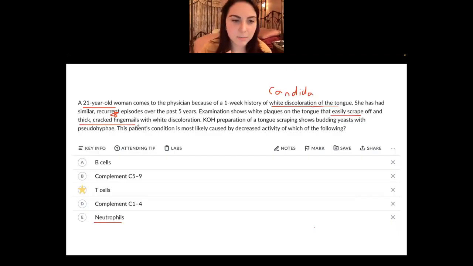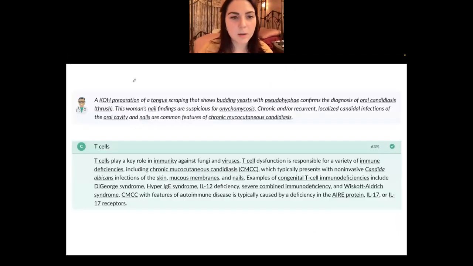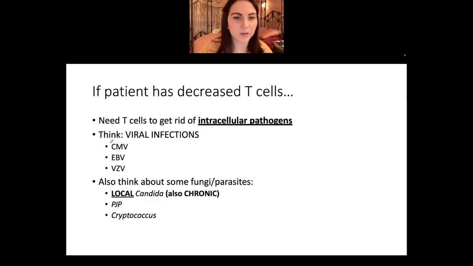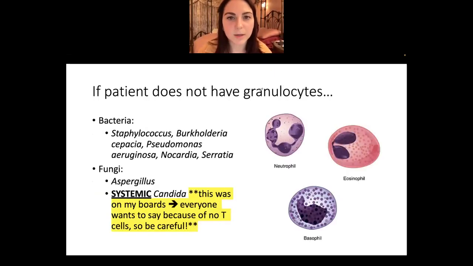The neutrophils tidbit I told you guys about was more for boards, but I put it on here. Again, remember T cells, Candida, chronic mucocutaneous candidiasis. That's the immunodeficiency. And remember this slide for the immunodeficiencies, the opportunistic infections. If they have decreased T cells, think of your local Candida infections. I also put chronic because that's the name of the immunodeficiency, chronic candidiasis. The neutrophil one, the granulocytes, that's your systemic Candida. But again, this is going to be a second year boards thing.